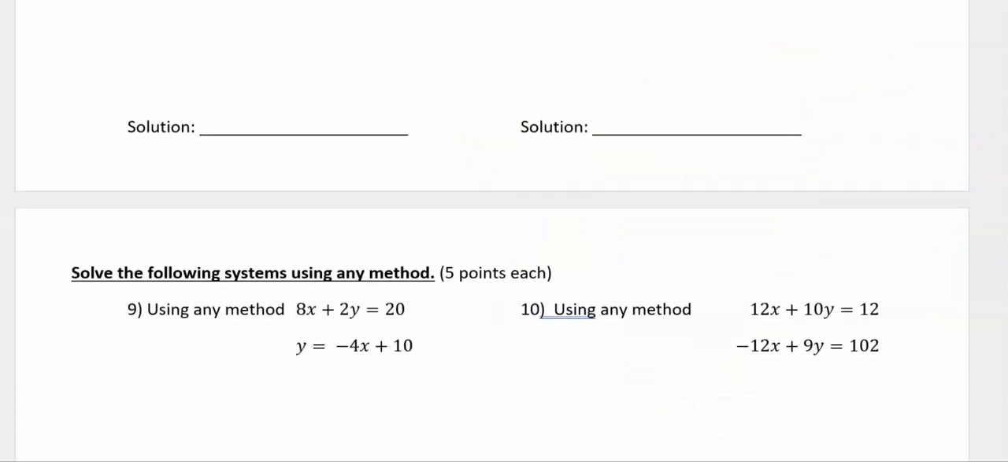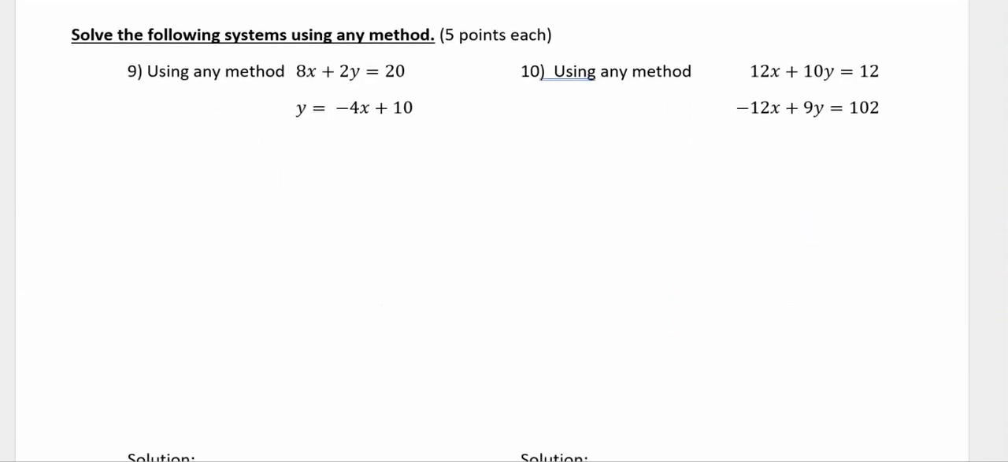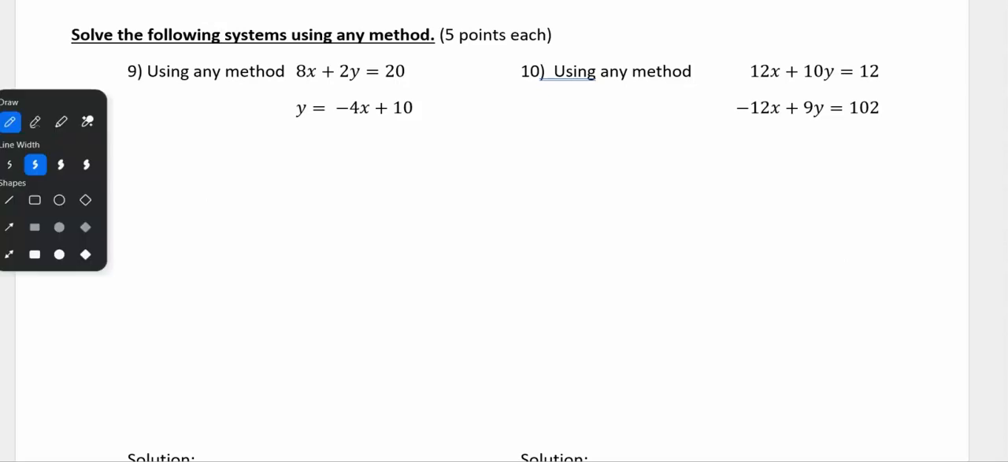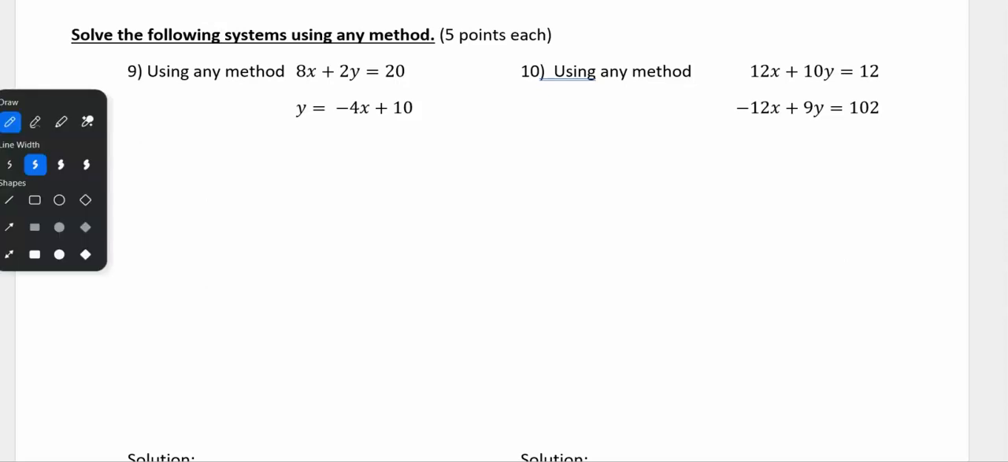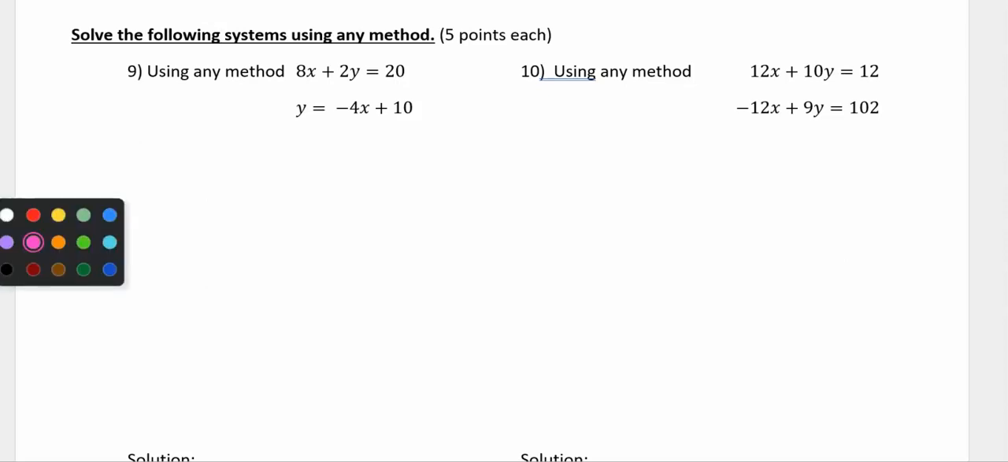All right, on to the next page, number 9 here. And 9 and 10, the directions both say solve using any method. So substitution or elimination, I need to decide which one is more convenient. And do not make this worse than it's supposed to be, guys. Number 9, this is set up perfectly for substitution because you have y all by itself in that second equation. So I'm going to use substitution. That's going to make my life a little bit easier here.